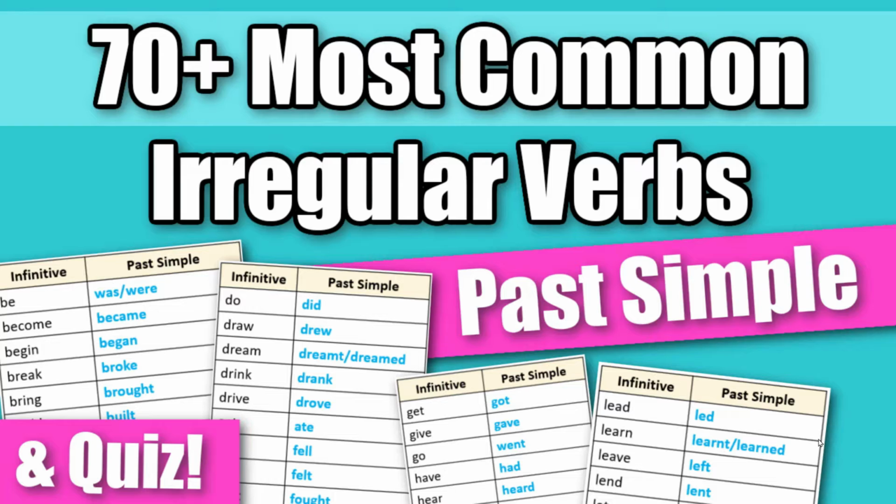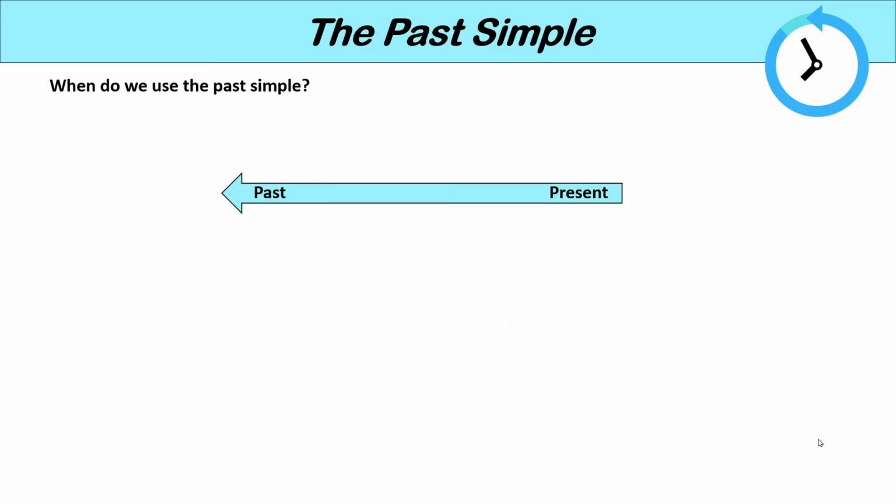In today's lesson, I'm going to teach you the 70 most common irregular verbs in English in the past simple form. I will teach you what these verbs are, how to pronounce them, and also give you some examples of how to use these words in sentences. At the end of the video, there will be a 10-question quiz. So let's get started. So when do we use the past simple?